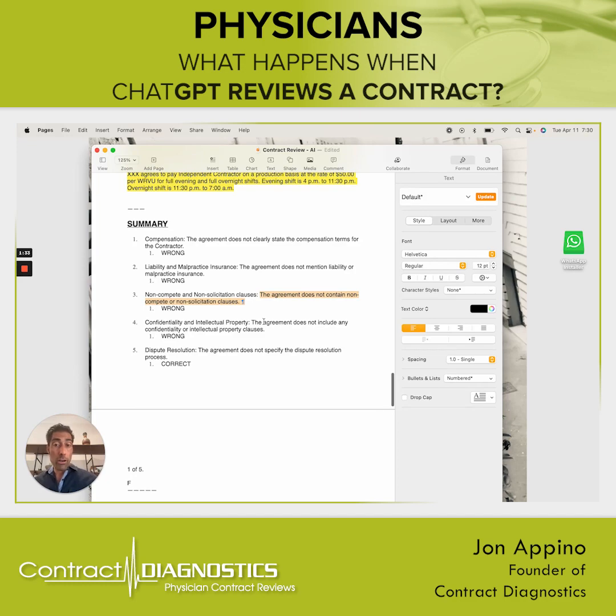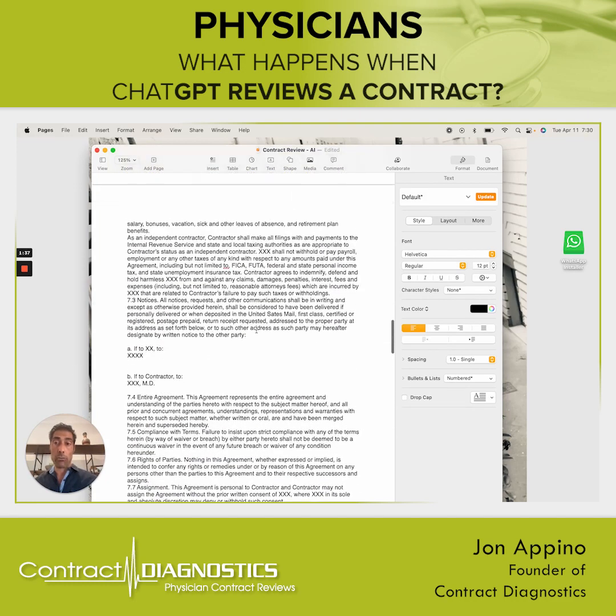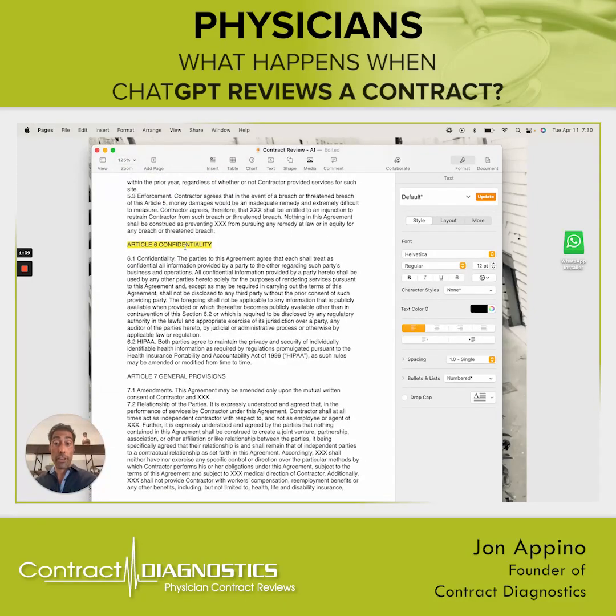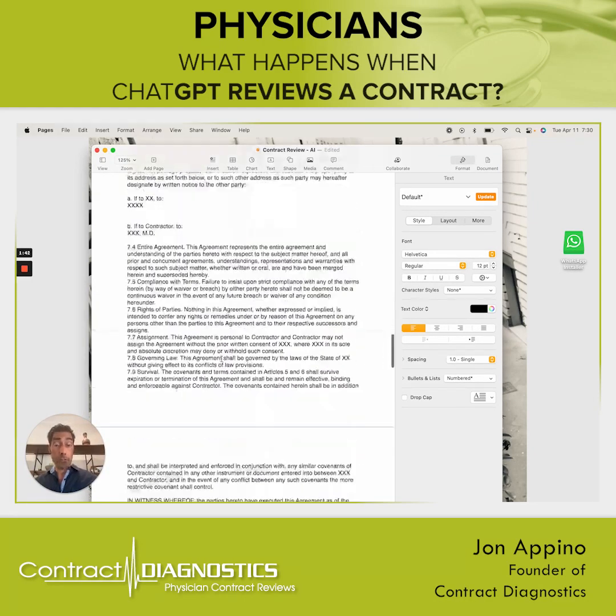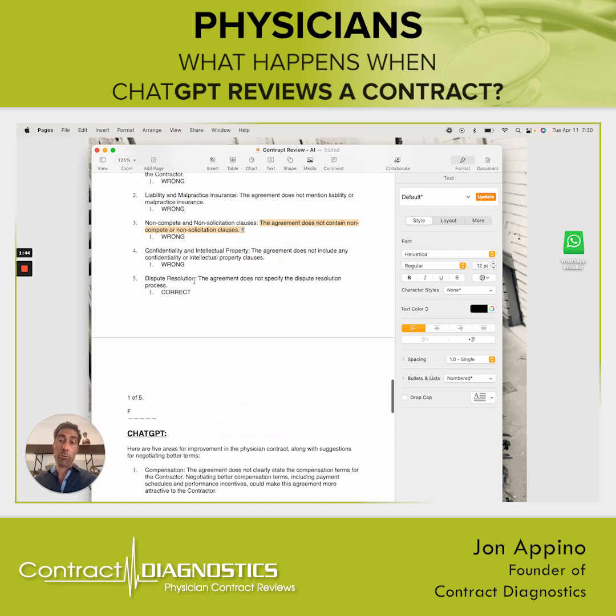It says their agreement does not include any information on confidentiality or intellectual property. Well, this is a confidentiality clause right here, the whole thing. So that's wrong. And then it says dispute resolution. It does not specify the process. Well, that's true. So I got 1 out of 5 right. So we know that it bombed. That's an F in anybody's playbook, especially with something as important as a contract and malpractice insurance and a non-compete and how much you're paid.